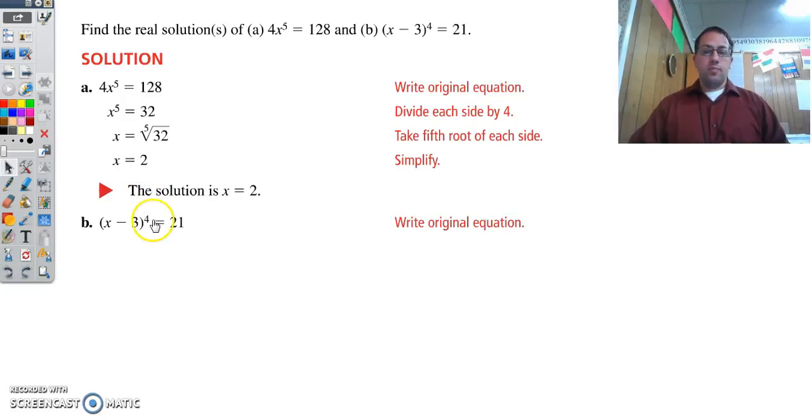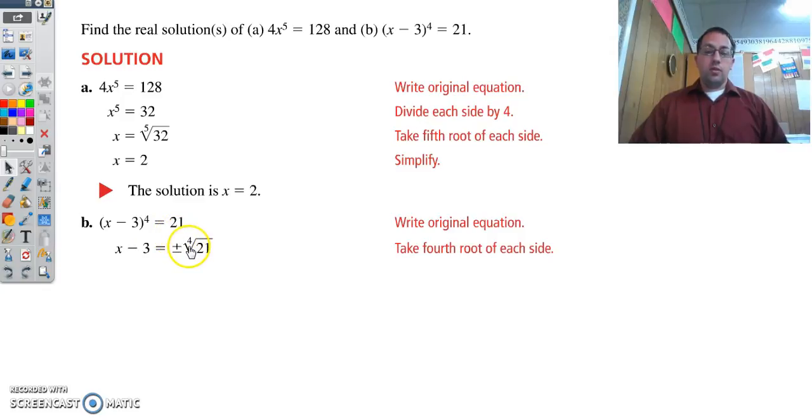Now for equation B. Here we have (x minus 3) in parentheses, all raised to the 4th power, and this equals 21. Since that 4 is outside the parentheses, we've got to take care of that first. Just like we did up here to get rid of the 5, we're going to get rid of this 4. We're going to take the 4th root of both sides. That gives us x minus 3 equals the 4th root of 21.